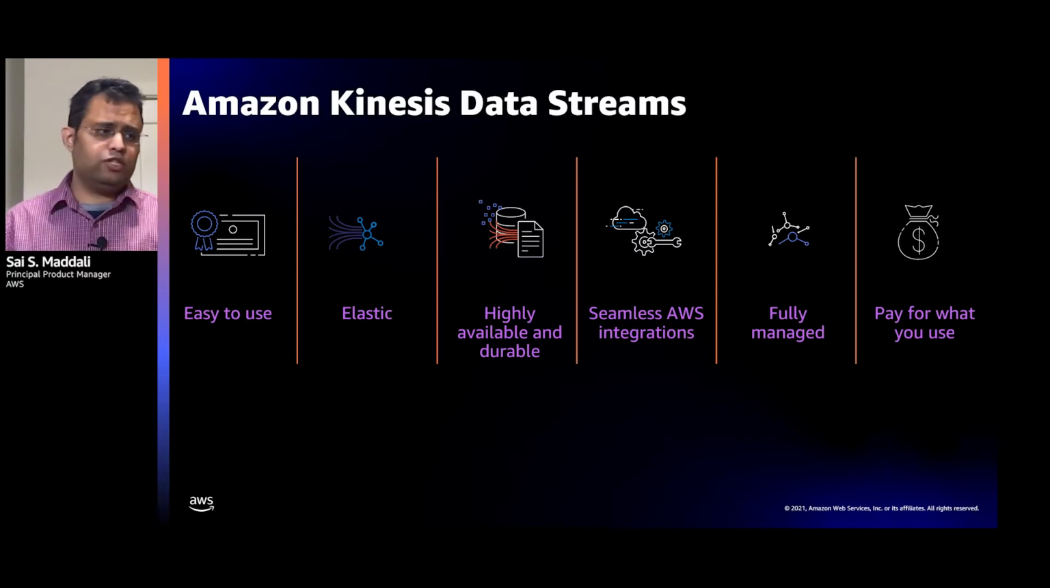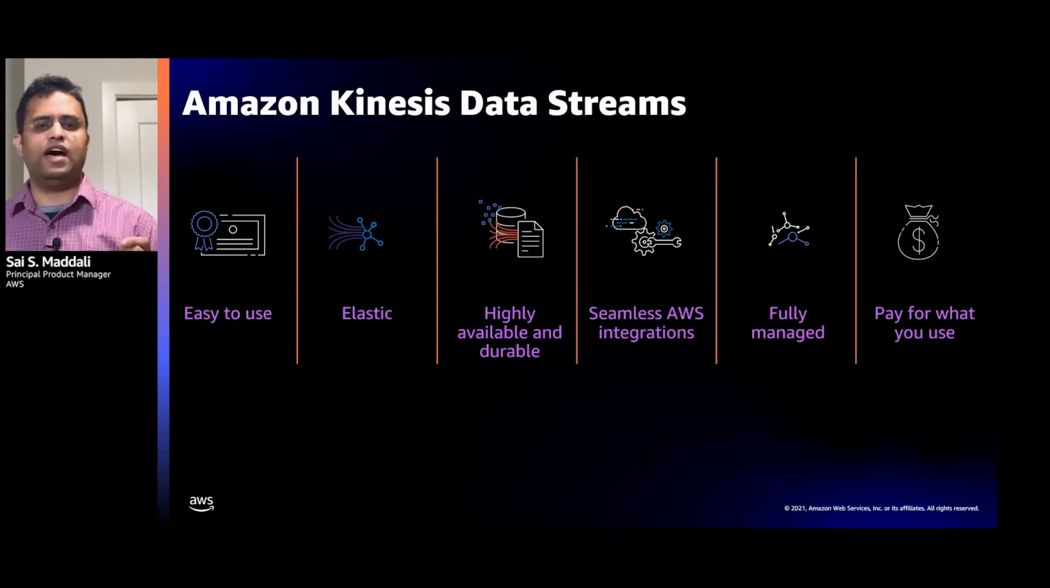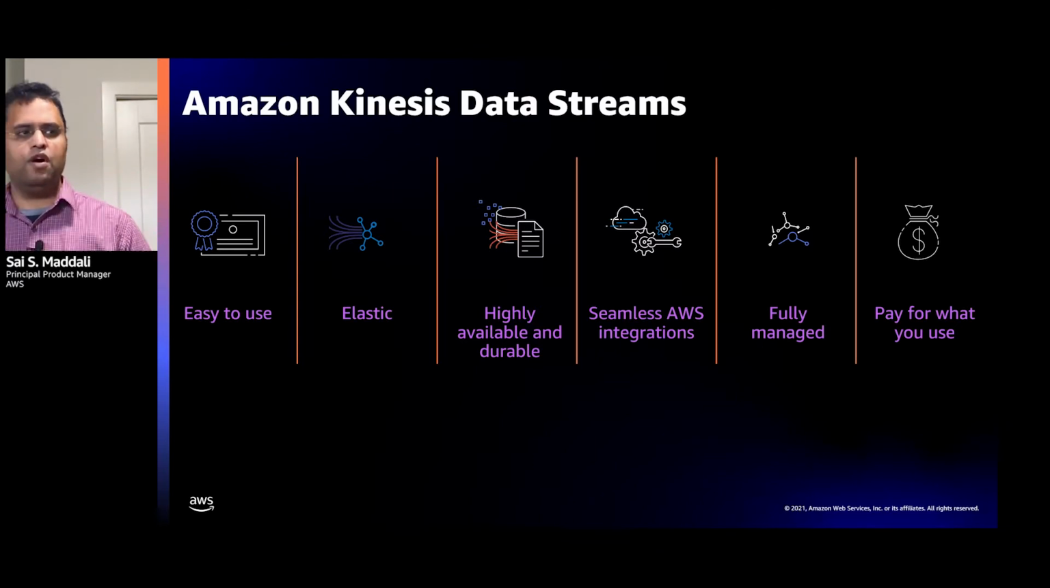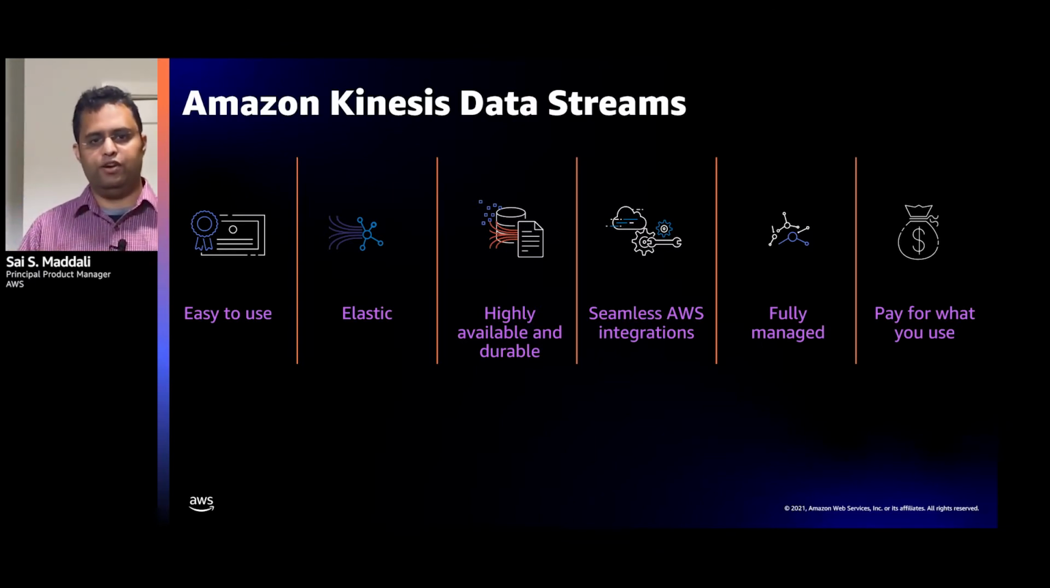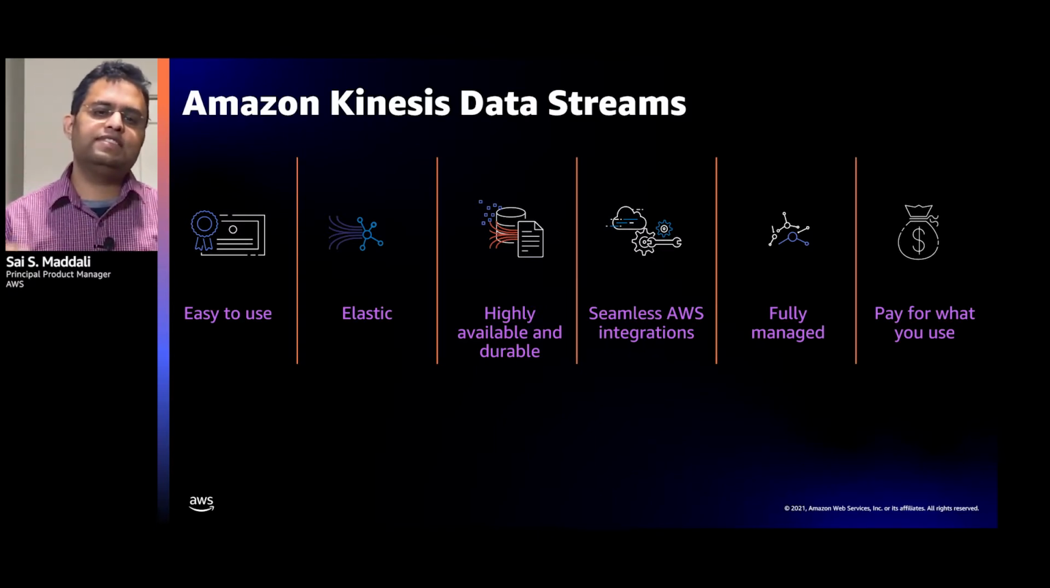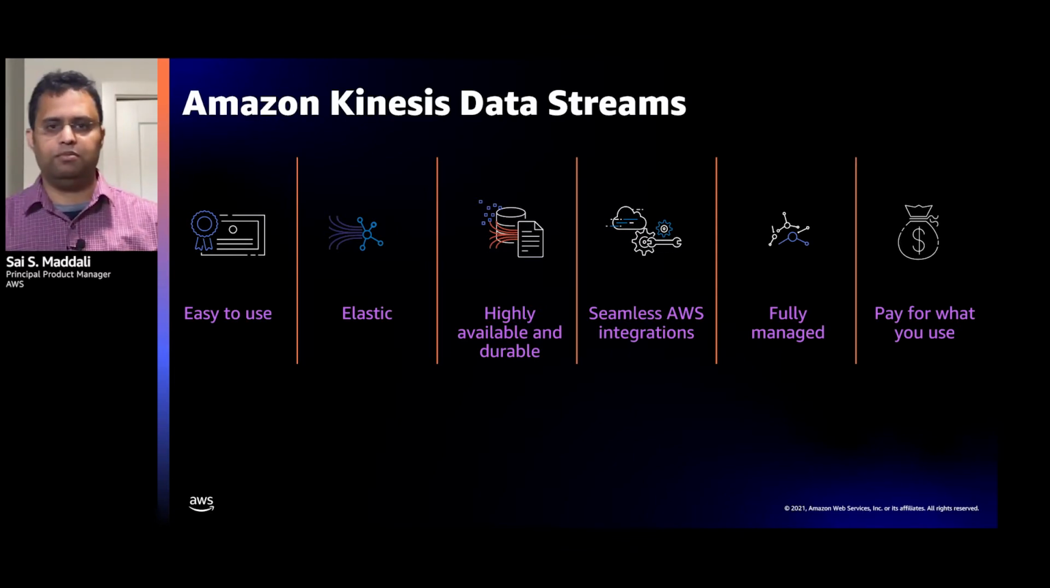Kinesis Data Streams stores all data durably in 3 different availability zones and provides a 99.9% SLA. This gives you the peace of mind to run mission-critical applications without requiring additional handholding. The fourth key benefit is the seamless AWS integrations that Kinesis Data Streams offers to customers.